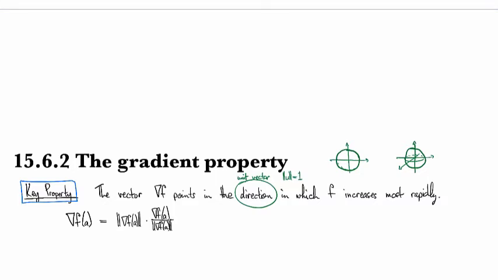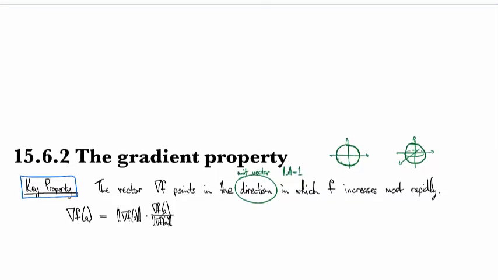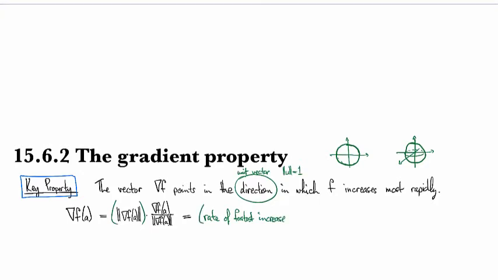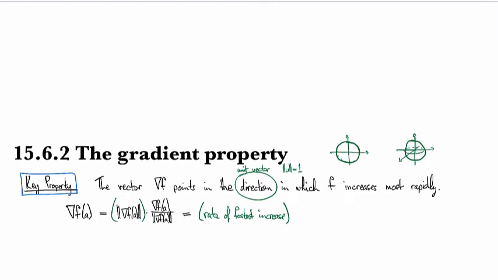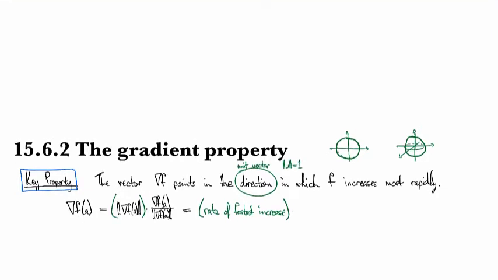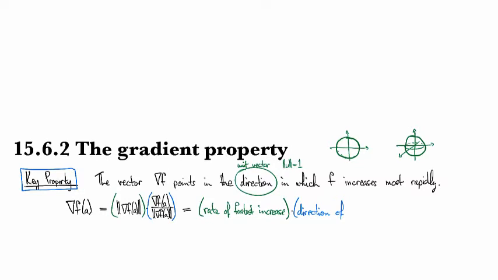Okay, why is it useful? Well, it's useful when it comes to the interpretation. So this first part here in parentheses is the rate of fastest increase. In other words, if you go in the direction in which f is increasing the most rapidly, that is the rate that it's increasing at. Then the other part is this one here in the blue, and that is the direction of fastest increase.